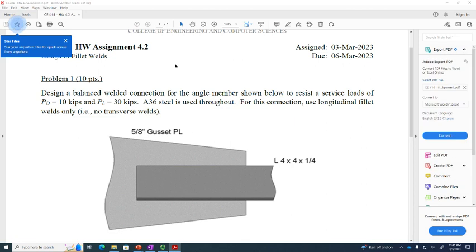Now, I did do something to make it a little easier for you, and the angle is an L 4 by 4 by 1/4. Does anybody see what's the easier part about it being an L 4 by 4? If it's an L 4 by 4, what can you tell me about X bar and Y bar? They're the same. So there's no having to figure out if it's X bar or Y bar. It doesn't matter because they're the same, right? So that part makes it a little easier for you. Does that make sense?